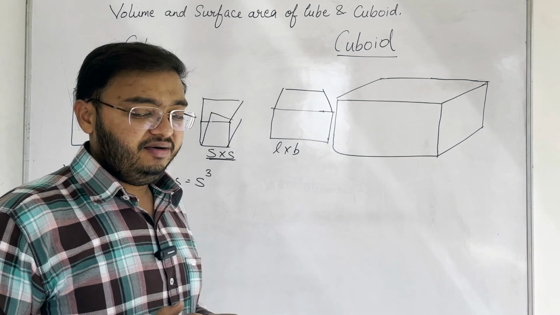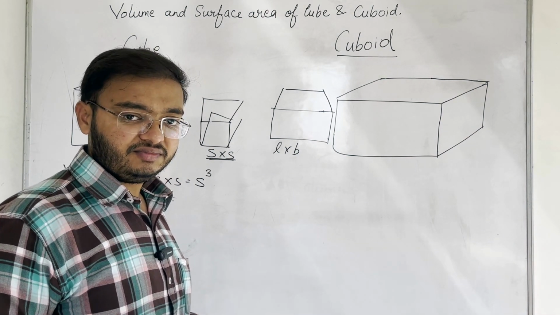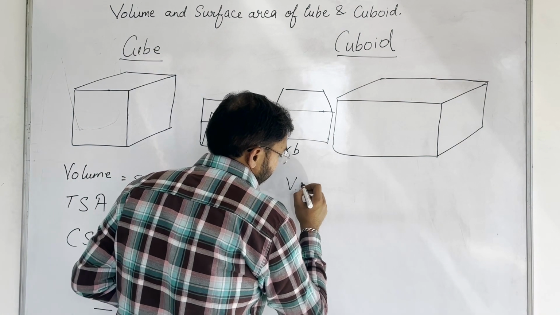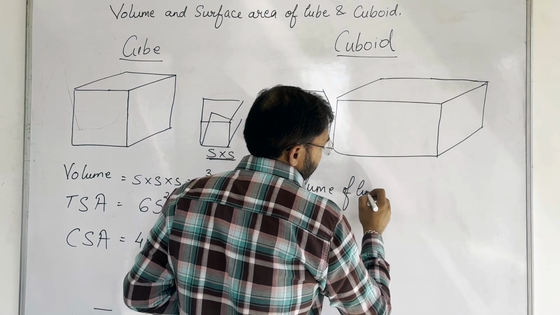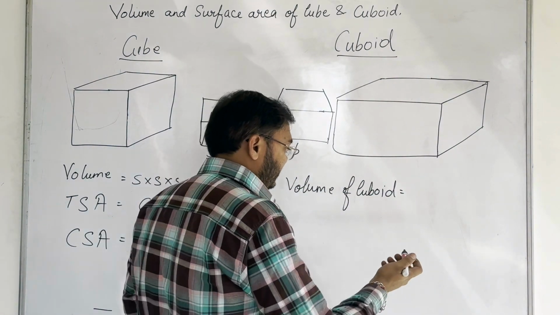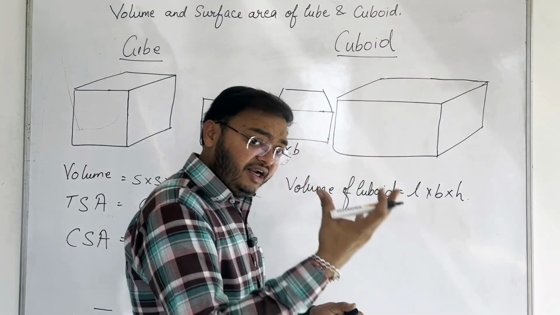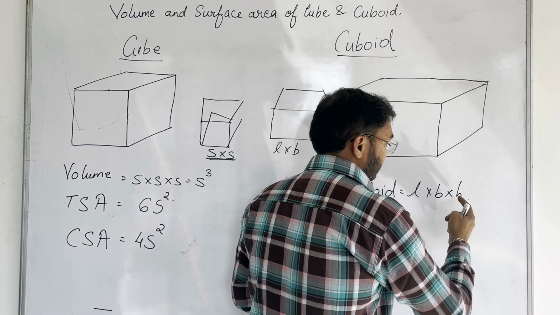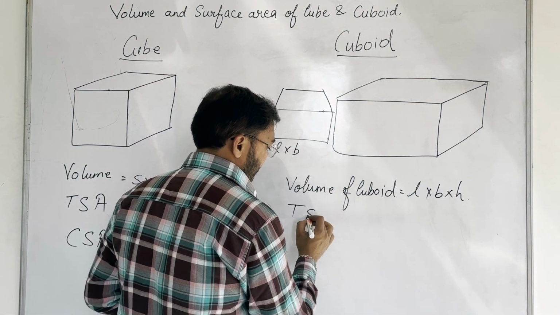If I give height to the same rectangle, then height is added in that. That means volume of cuboid is nothing but it is generated from a rectangle, and the rectangle formula is length into breadth, and in this we are just simply giving height to it, so it becomes 3D. That means volume of cuboid is length into breadth into height. So simple. Same way if we come to the TSA and CSA.